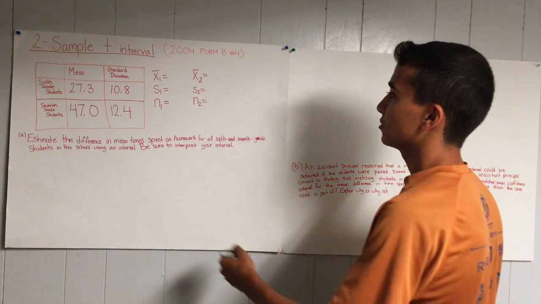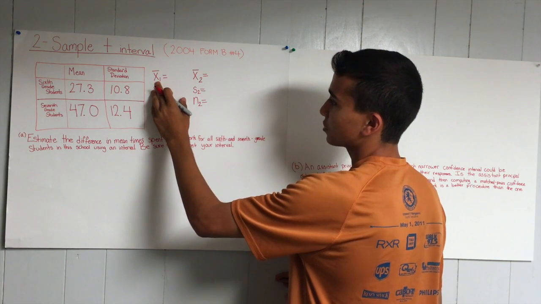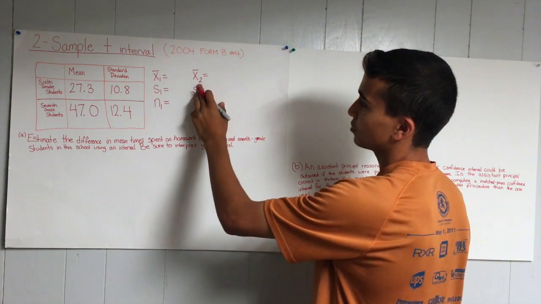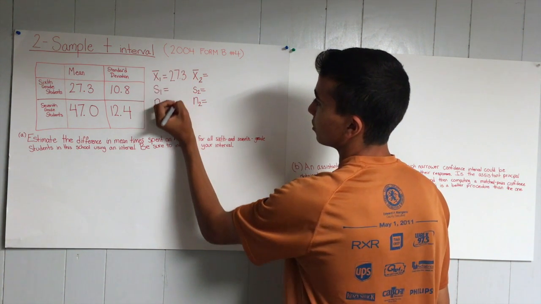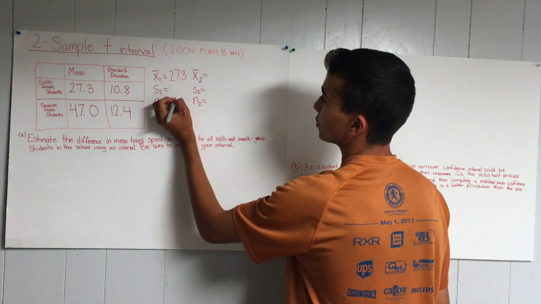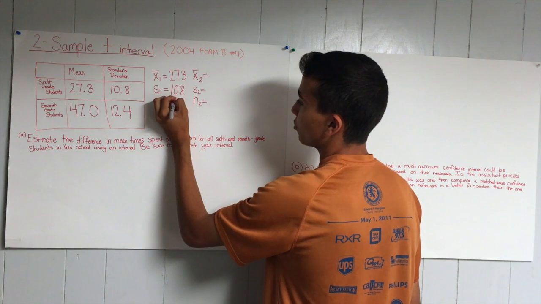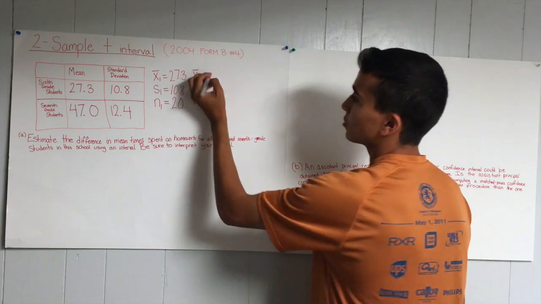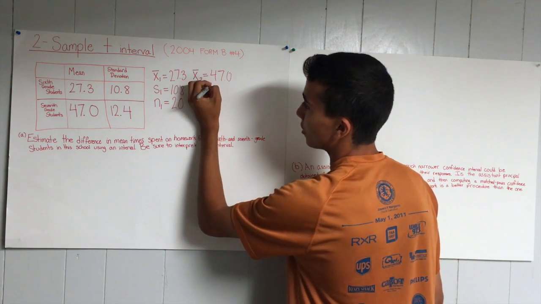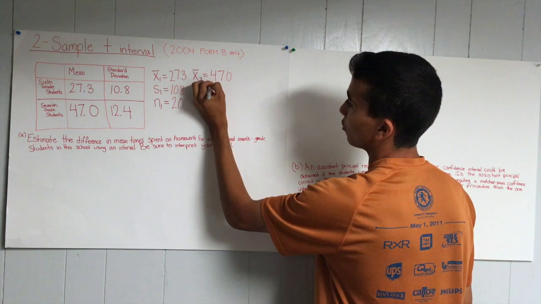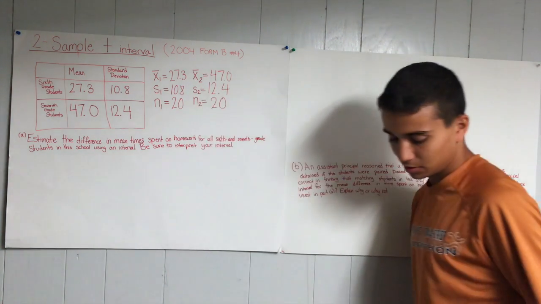Okay, so filling it in, x1 is going to be used for 6th grade students and x2 is going to be used for 7th grade students. So x bar 1 is going to be 27.3. Standard deviation of the first sample is 10.8. And in the question it said that each sample was 20 students. So x bar 2 is going to be 47.0. The standard deviation of the second sample is 12.4, and the sample is also 20 students.